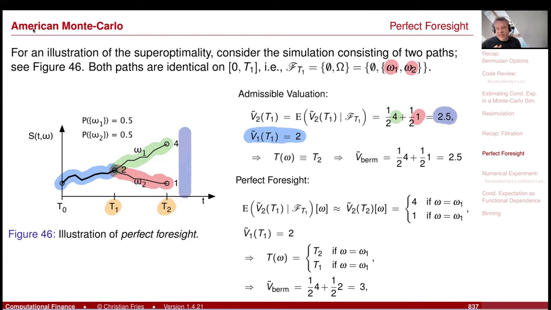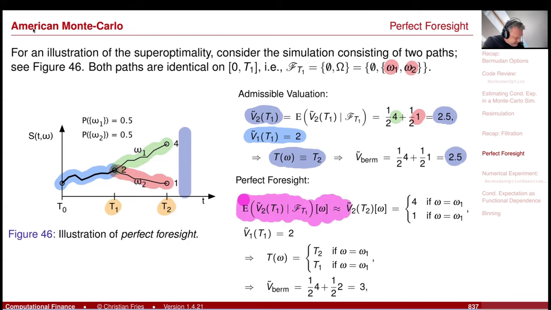So we get a 2.5 in expectation if we just continue. So this means your exercise criteria would now compare the conditional expectation for continuing with the value of the underlying, the V1 in T1, and you will see, okay, don't exercise, just continue. So your random time is always choose T2. This means your Bermudan value is the expectation of these two guys here, the 4 and the 1, and it's a 2.5.